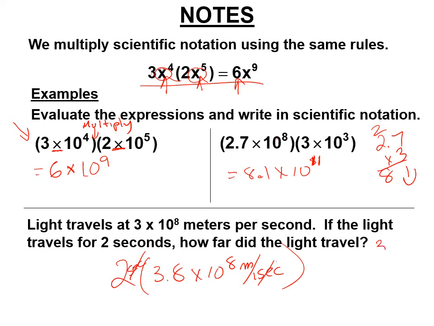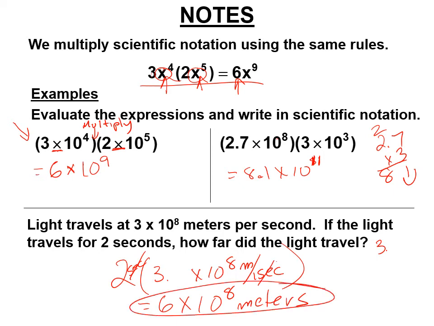All right, 3 times 10 to the 8th. So 3 times 10 to the 8th, 2 times 3 is 6. So we'll go 6 times 10 to the 8th meters, right? That's meters in 2 seconds. 3 times 10 to the 8th meters in 1 second.